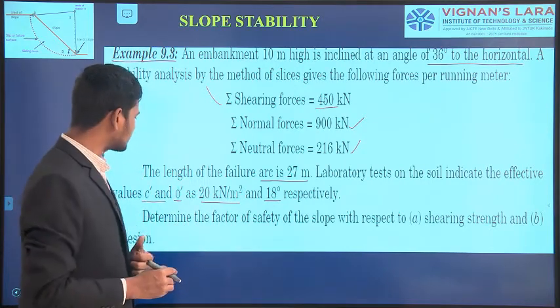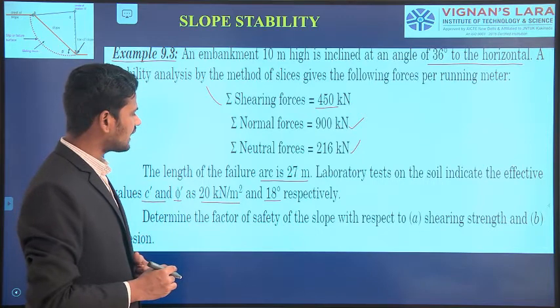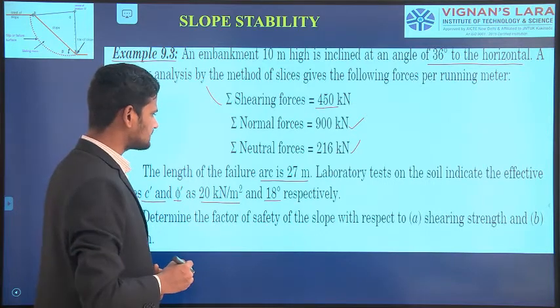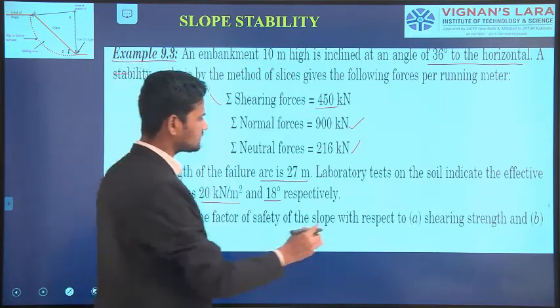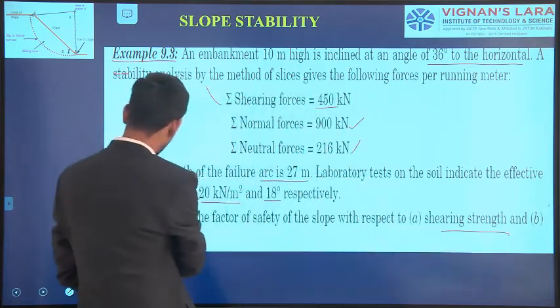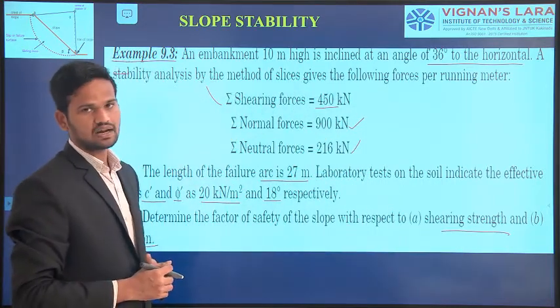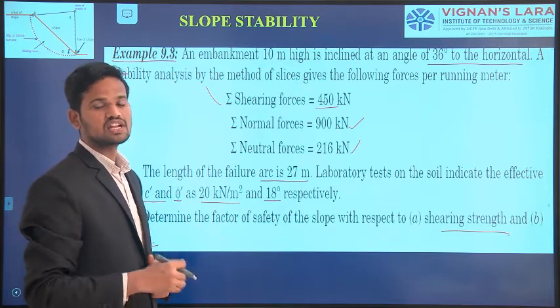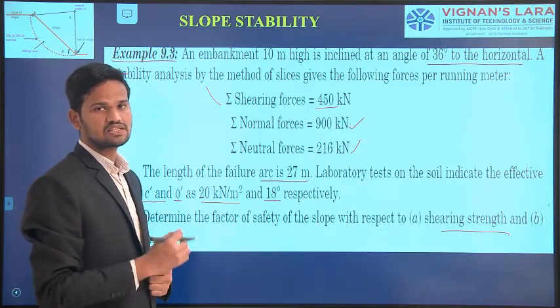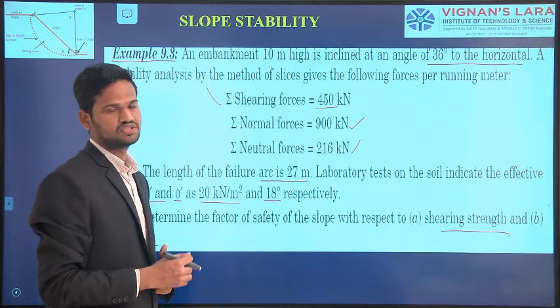Now what they are asking is to determine the factor of safety of the slope with respect to the shear strength as well as with respect to the cohesion. They are asking the factor of safety of the soil mass with respect to the shear strength as well as with respect to the cohesion.